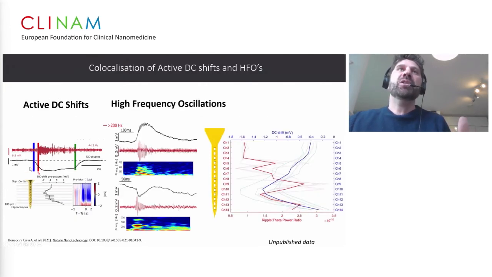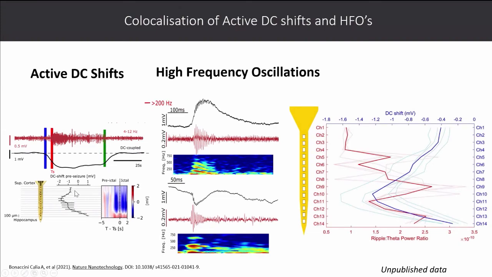Now, I've already gone through and shown you that we can record within micrometer scales these active DC shifts. Here's an example that using the same electrode, we can pick up high frequency oscillations on the interictal spikes that preceded the seizure. And so in this animal, we've recorded several seizures. And if we look at the power of these high frequency oscillations on each of these transistors, we see that they peak around this layer. And if we look at the maximal size of the active DC shift, we see that it zones in on this area. And so really in this particular animal, using those two biomarkers, we would assume that the seizures are originating from this very small area of the cortex, which is only a couple of hundred microns in size.